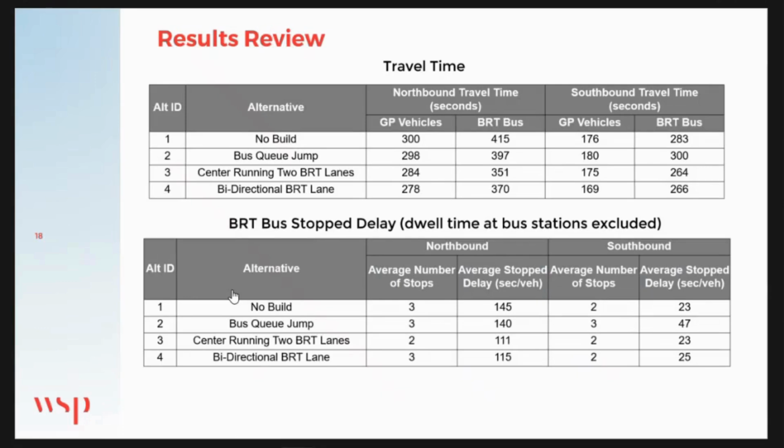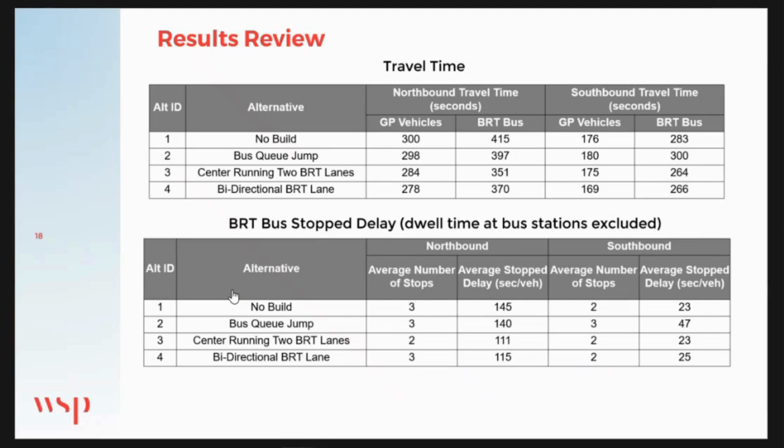All right, Gian will talk about our findings, then I'll talk about next steps. Thank you, Mengqing. So let's have a quick review of the simulation results. Here we have the 4 alternatives and 2 tables. The first table is the travel time for the GP vehicles and BRT bus vehicles. And the second table is the BRT bus stop delay. The dwell time at the bus station is excluded.